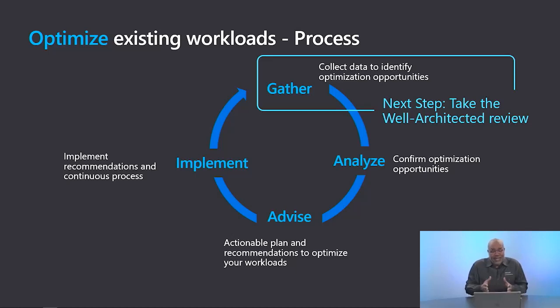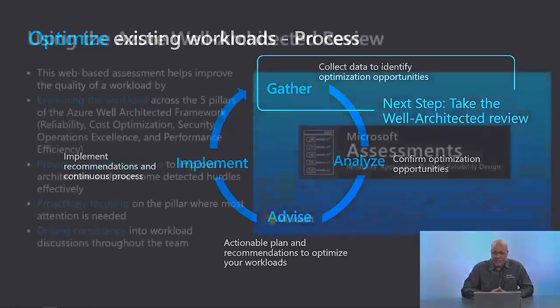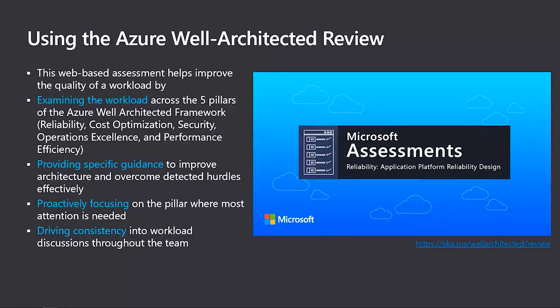Then we're going to create a plan to utilize those recommendations to optimize our workloads. And then we're going to implement those recommendations in a continuous cycle. We'll continue to collect data and continue to identify optimization opportunities and continue in this cycle of analyzing, advising, and implementing. So the Well-Architected Review.